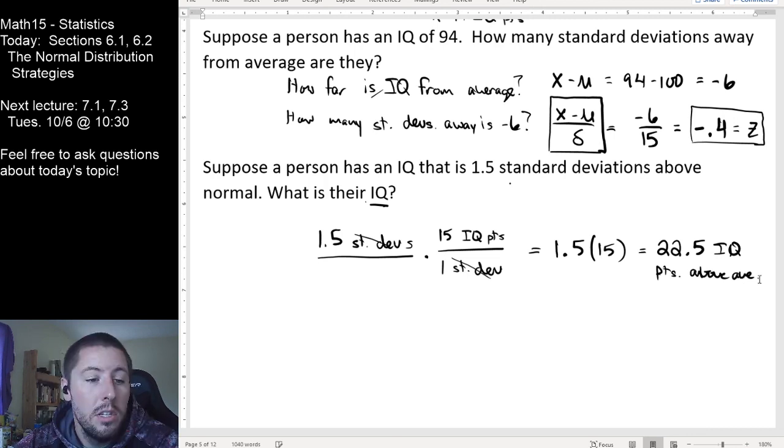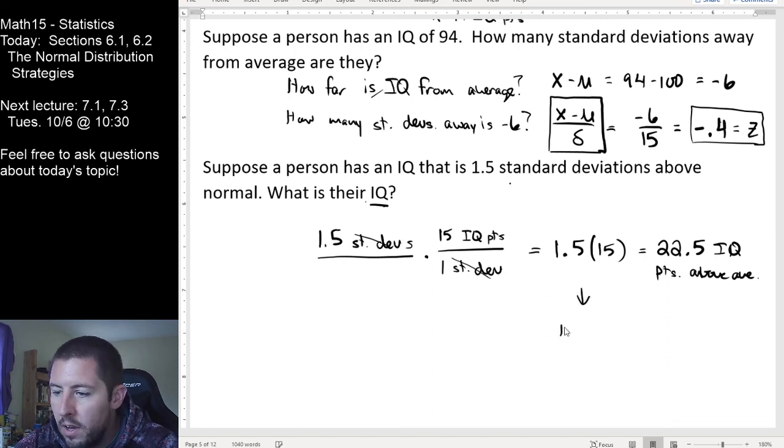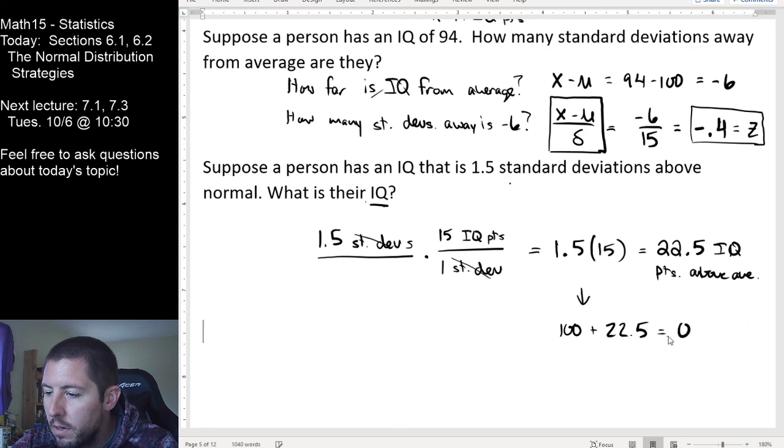All I want to know then is what's average, and I can add that up then. So then I can say from this guy right here, 100 plus the 22.5 is going to give me an IQ of 122.5.